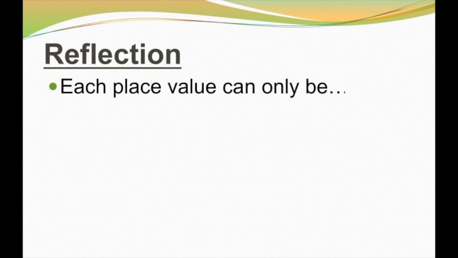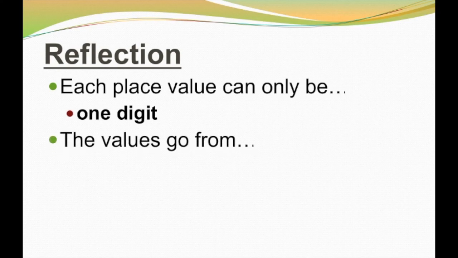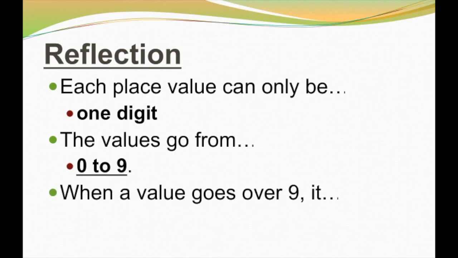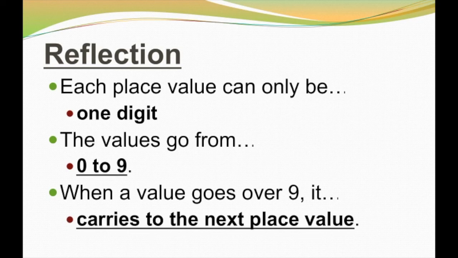So what did we learn from this lesson? Each place value can only be one digit. The values go from 0 to 9. When a value goes over 9, it carries to the next place value.